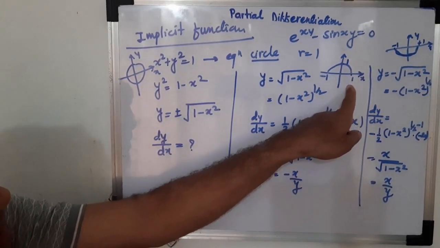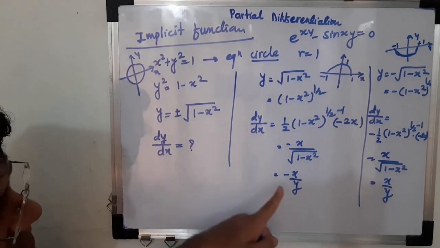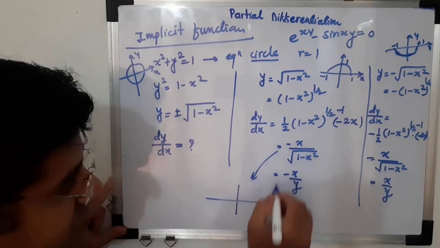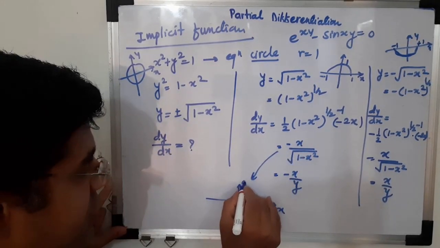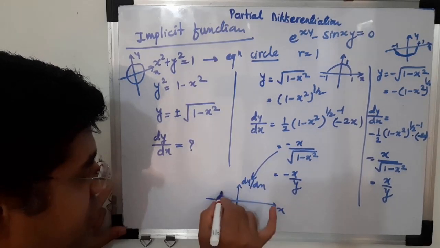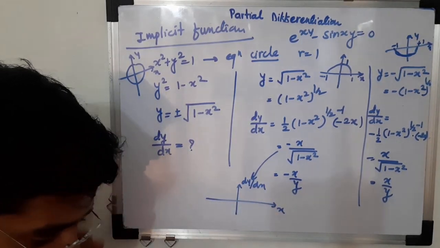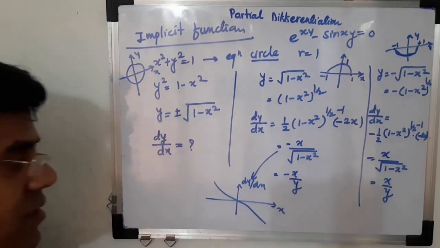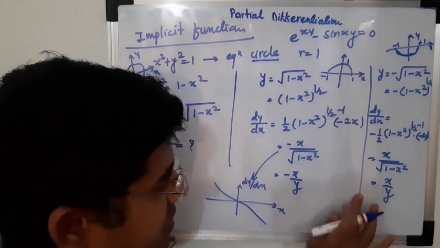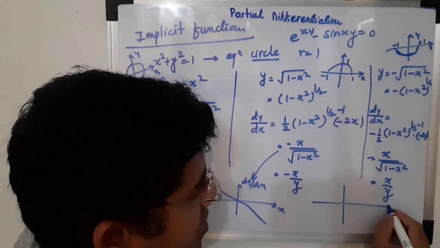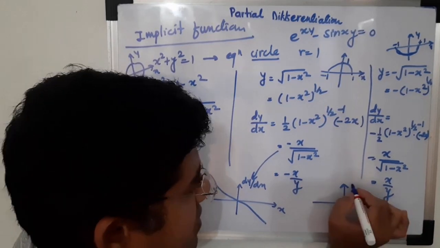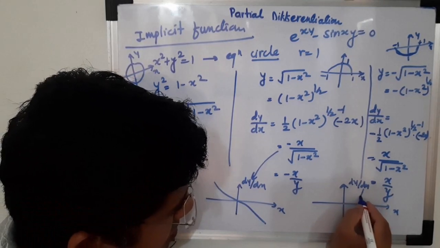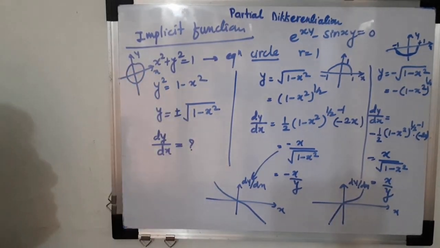Now when you plot a graph of dy by dx versus your x, I will use this one. So this is x and this is my dy by dx. So I will get such a type of graph. For this case I will get a positive slope. So this is my x, this is my dy by dx, and I will get such a kind of thing.